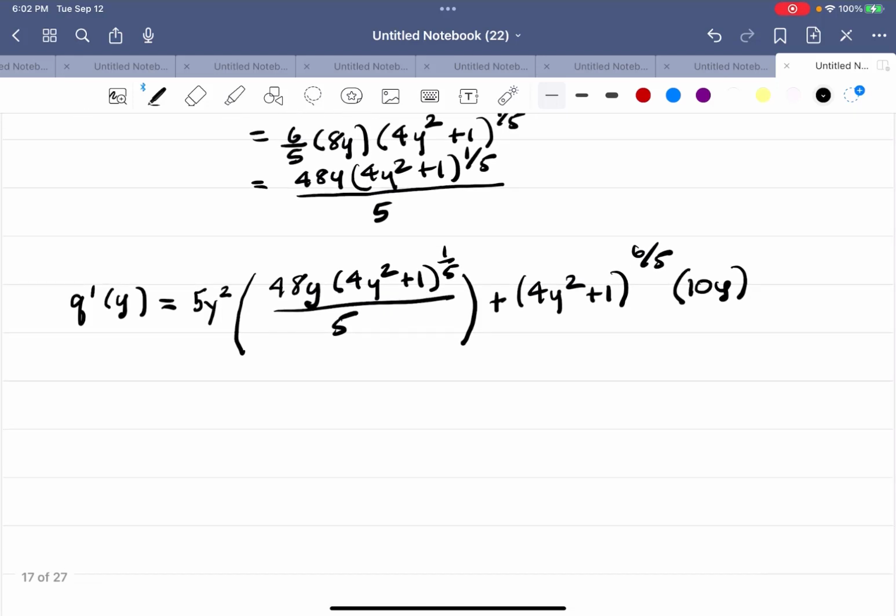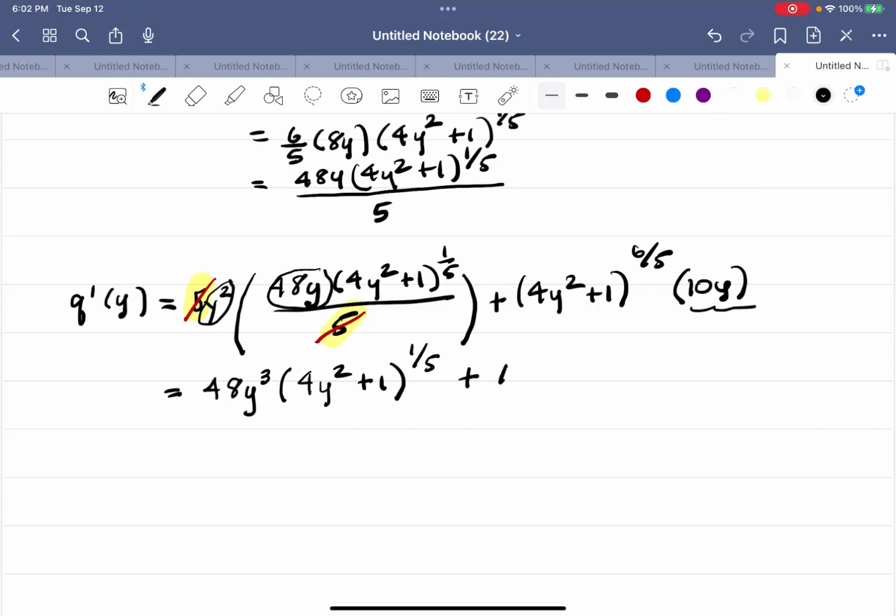So now I'm going to clean this up a little bit. I have a 5 factor in the numerator and a 5 factor in the denominator. So that's going to divide out to 1. And I'm going to be left with a y squared times a 48y. So that's 48y cubed times 4y squared plus 1 to the 1/5, plus, I'll put my monomial 10y in the front, times 4y squared plus 1 to the 6/5.